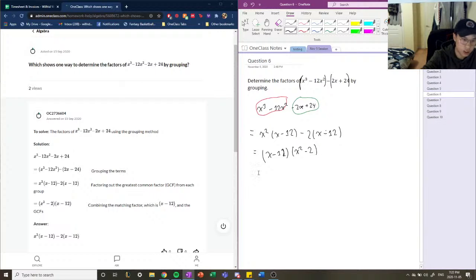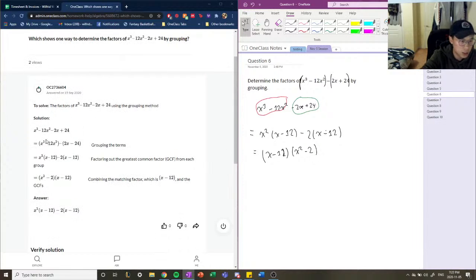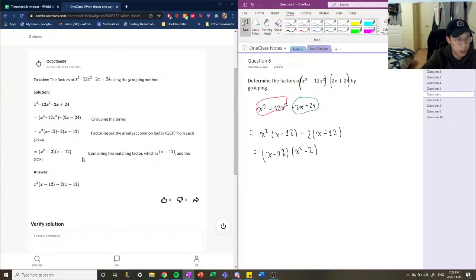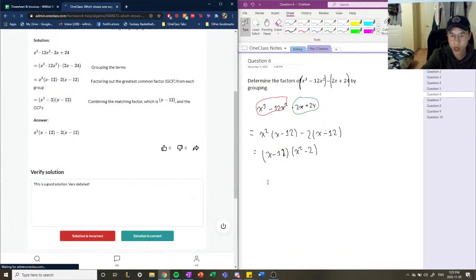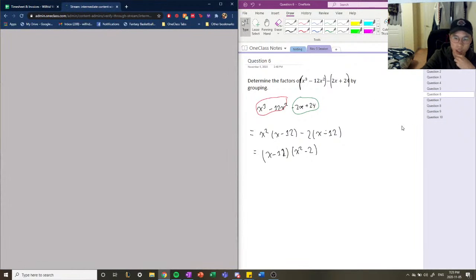So let's see if our junior tutor is correct. So they used a lot of words here, and they gave a very detailed description, which is very good actually. And yep, so they have the same solution. They just didn't group them together properly. So this is actually the right solution here, but this is also technically correct too. This is a good solution, very detailed. Okay, nice.